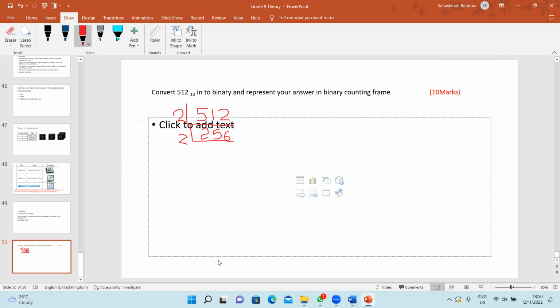Others, then Crevon, tell me the answer. 128. Is there a remainder in the first one? No, therefore we are keeping the 0 here. Then 128 divided by 2. Vihanga, what is the answer?